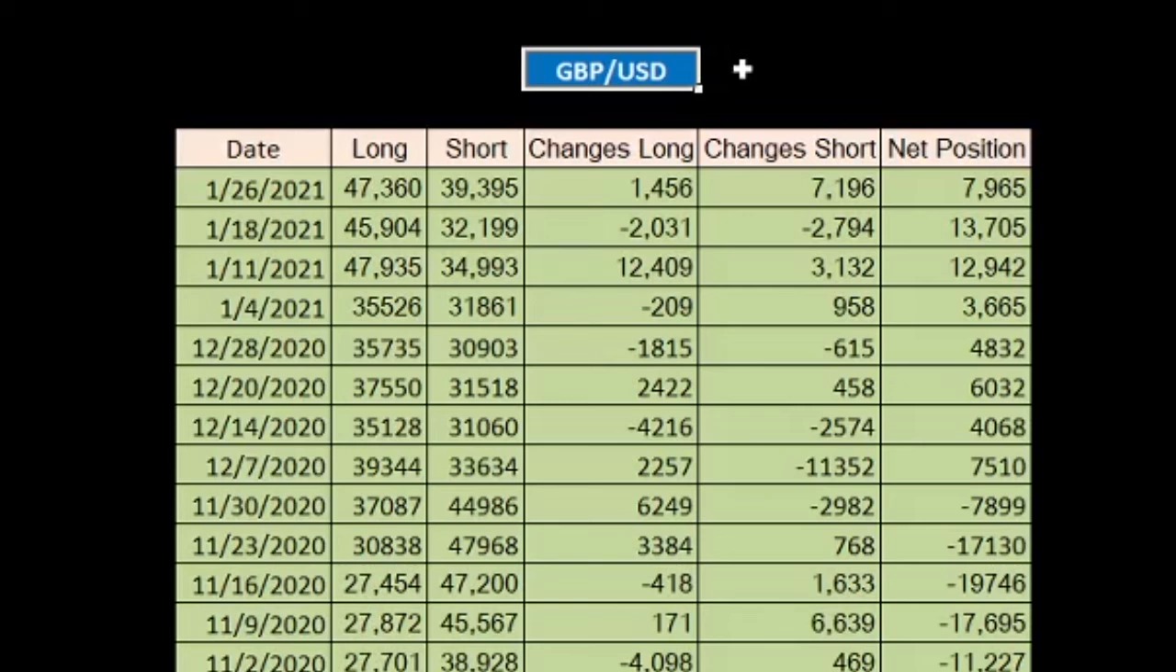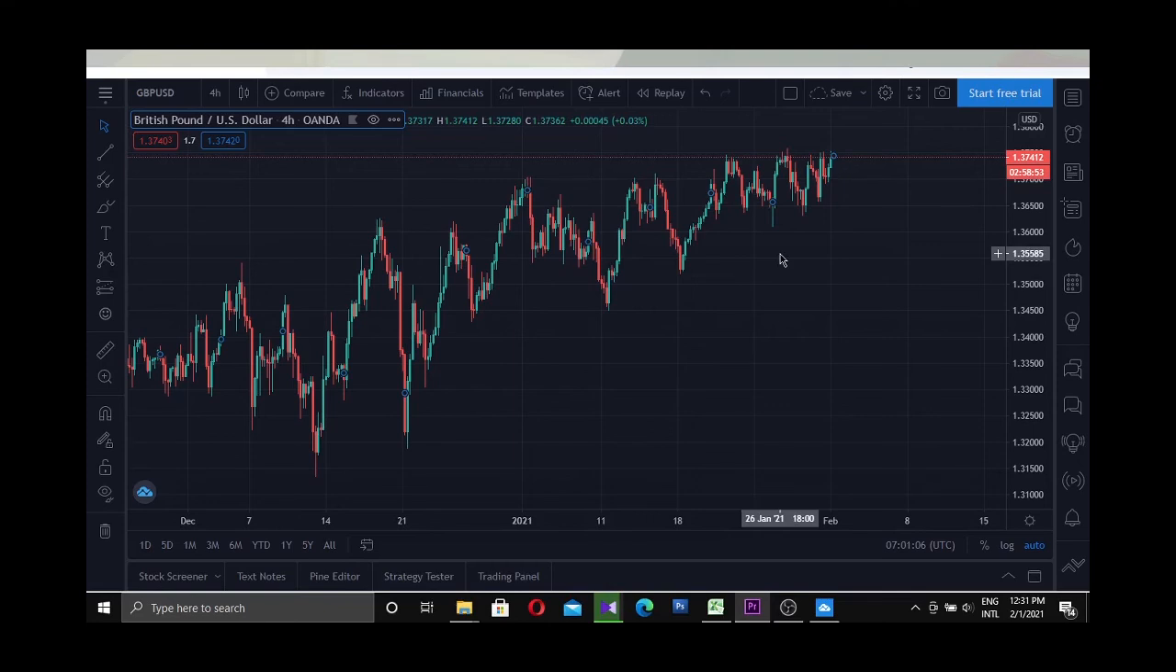Now if we look at the COT perspective, which is what hedge funds are currently doing, in the last report the net position decreased from 13.7k to 7.9k, with 7k shorts added and only 1.4k longs. But don't misunderstand the GBP USD commitment of traders data. The net position increased from minus 17k to plus 8k, because the market should move to the upside after the creation of the corrective pattern on the monthly and weekly time frames.